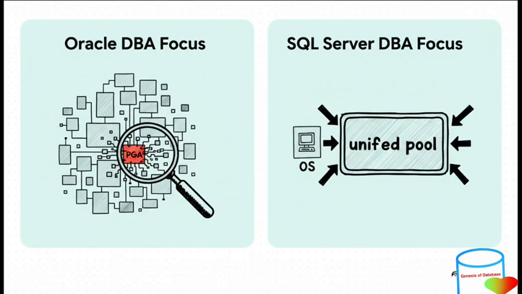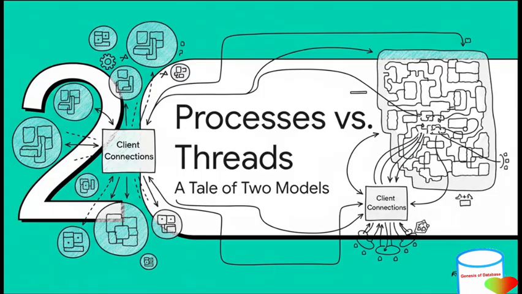This design choice directly impacts a DBA's daily life. I mean, it really does. If you're an Oracle DBA, you are constantly on the lookout for a single rogue session that's just eating up way too much private PGA memory. But if you're a SQL Server DBA, your biggest concern is making sure the database's single massive memory pool doesn't end up starving the entire operating system. Two very different problems.